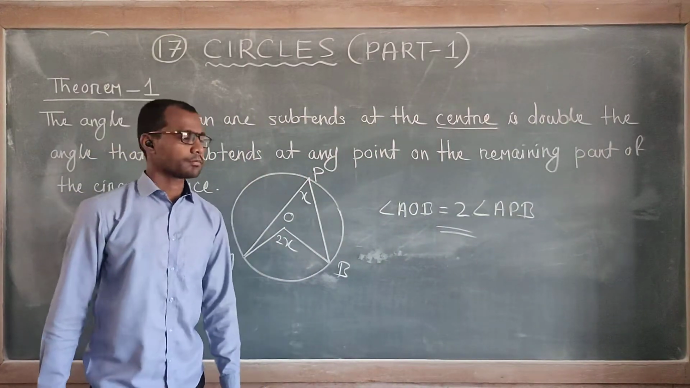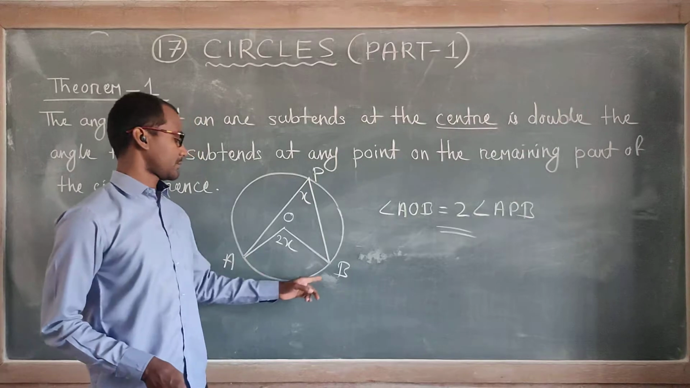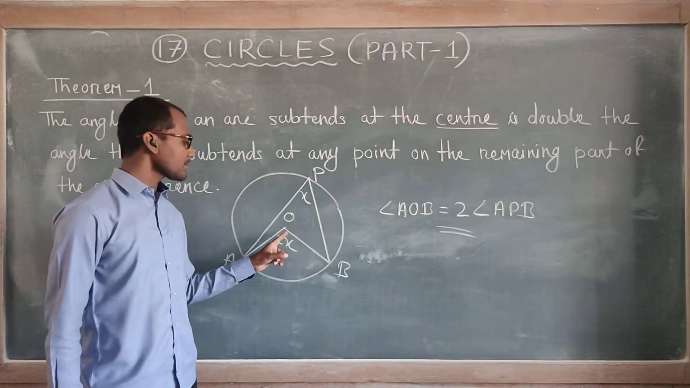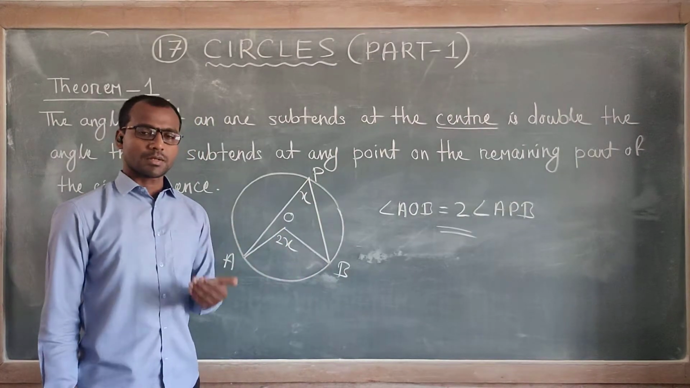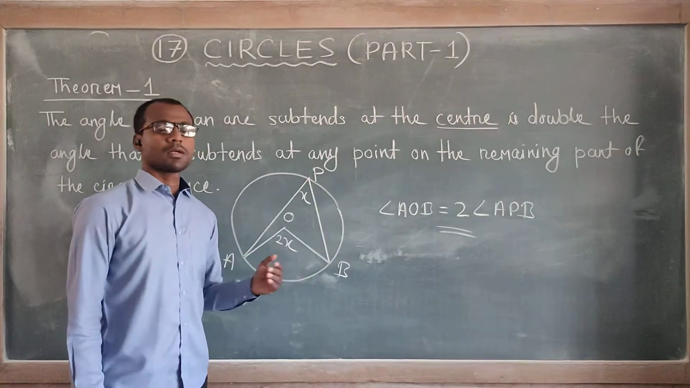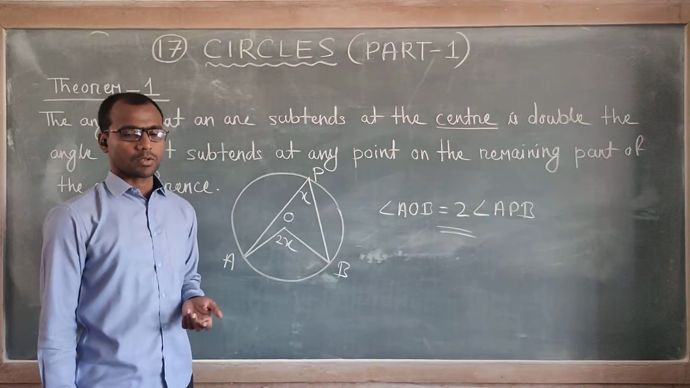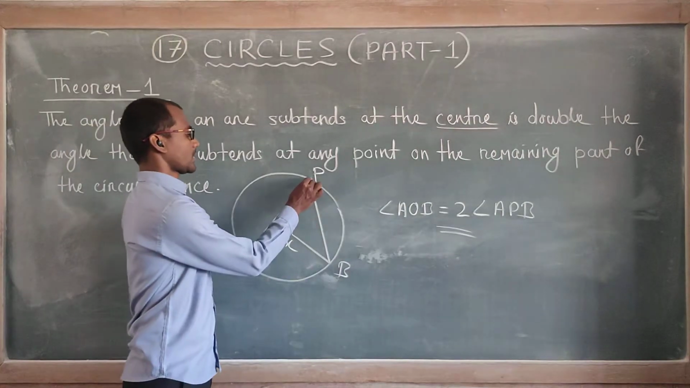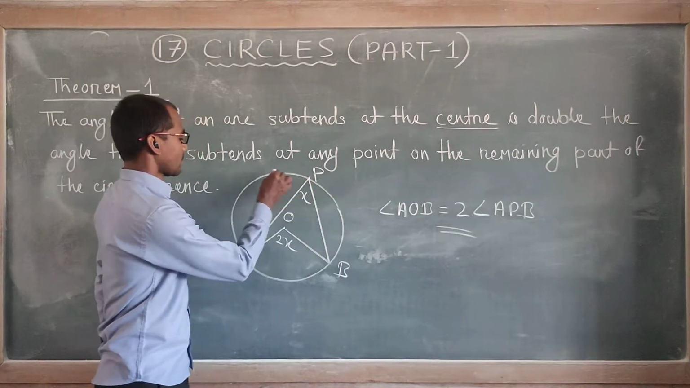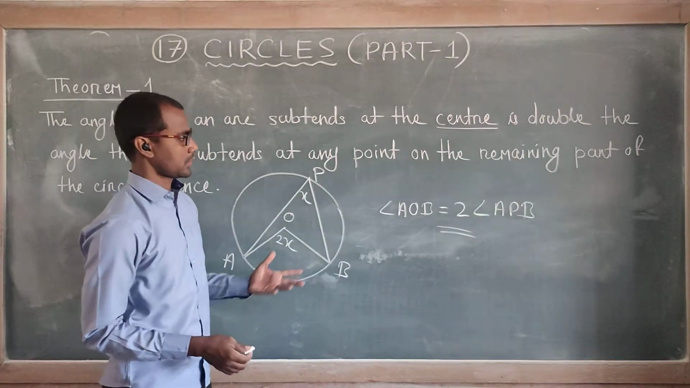Okay, remember the theorem. The angle that an arc subtends at the center is double the angle that the same arc subtends at any point on the remaining part of the circumference. It may be this point, it may be any point here. Okay, so this is the theorem.